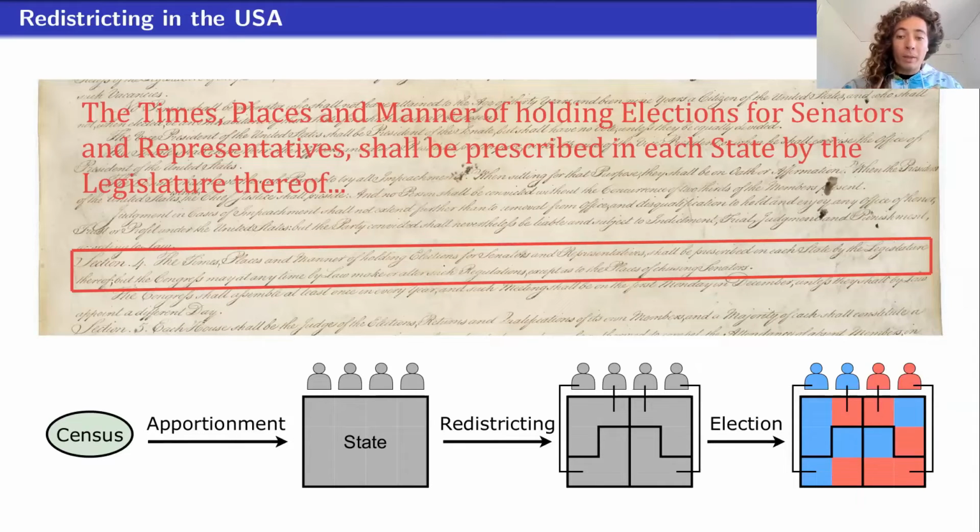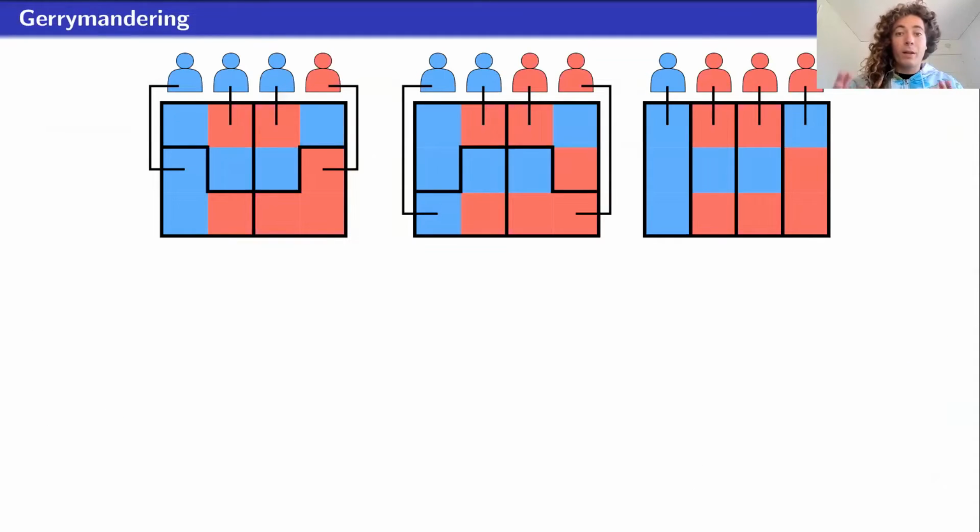And because it's predictable how people are going to vote, you can use the line drawing to manipulate the amount of seats you win in the legislature. And this is known as gerrymandering. Now, in this little hypothetical toy example, I'm plotting the same state and the same political leanings across the state, but three different redistricting plans. And each one of them gives a different balance of power between the blue party and the red party. So this is known as gerrymandering.